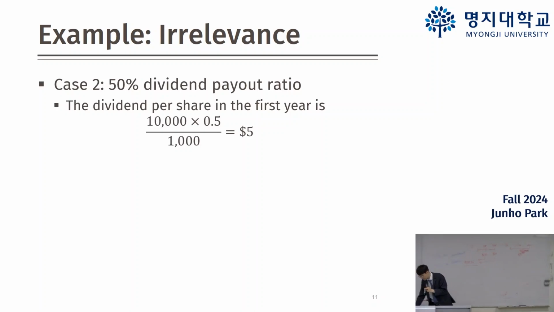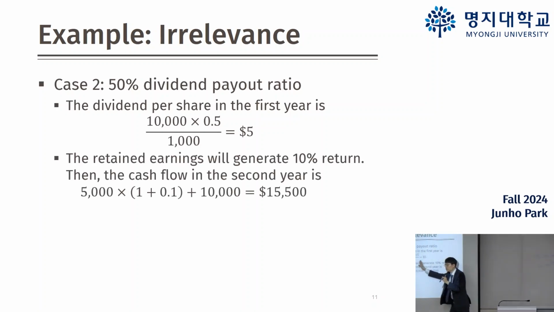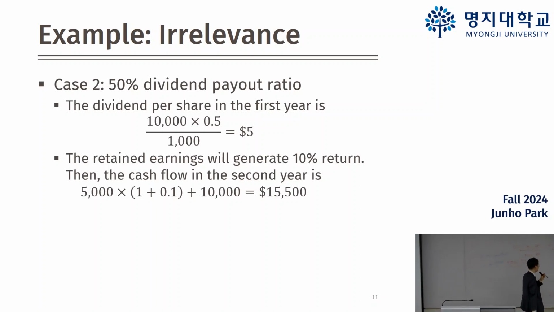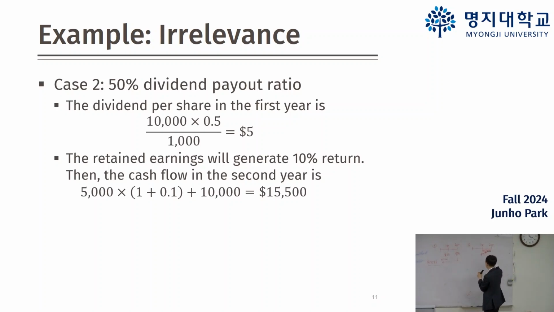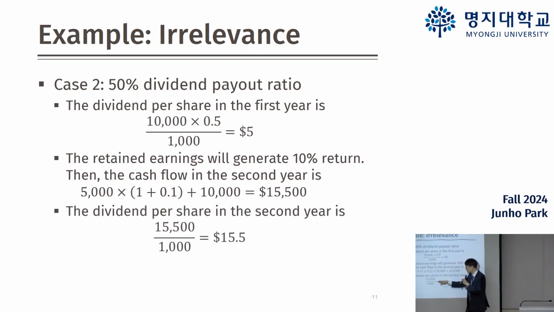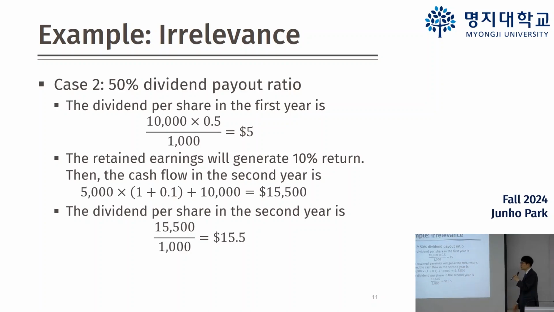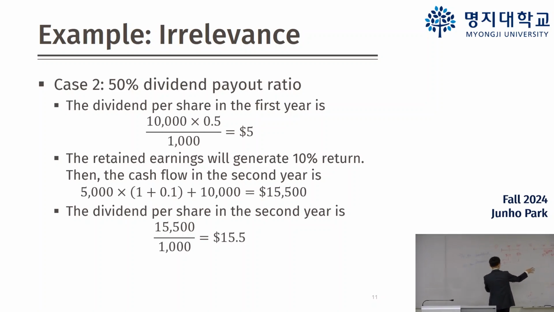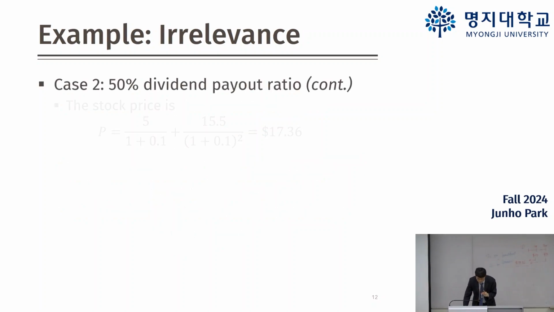And therefore, because the retained earnings will also provide some return, let's say it is 10%, then the cash flows in total have increased from 10,000 to 15,000. And therefore, what the shareholders get at the end of the second year is $15.5, which is $15,500 divided by the number of shares, which is 1,000. So each shareholder will get $15.50.